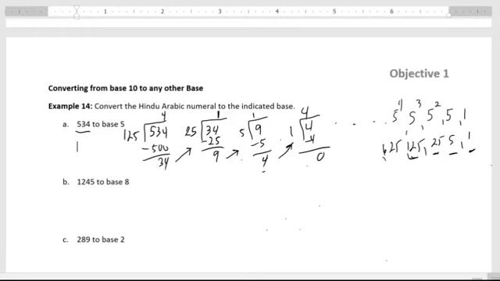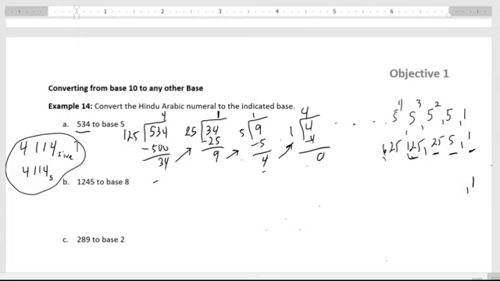534 written in base 5 is going to be 4, 1, 1, 4. And to indicate that it's in base 5, we can write the word 5 as our base, or you can write a subscript of 5. So either way, that would be your answer. So let's look at 1,245 to base 8.